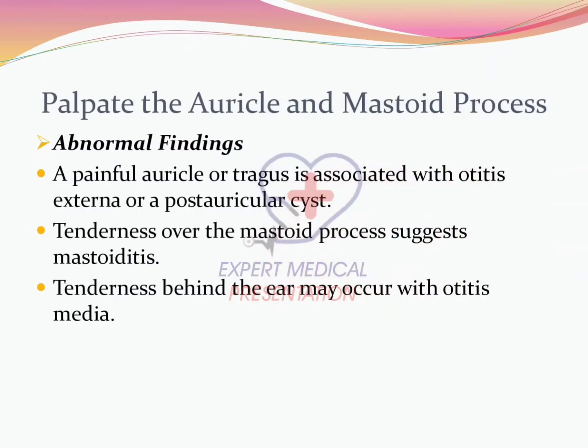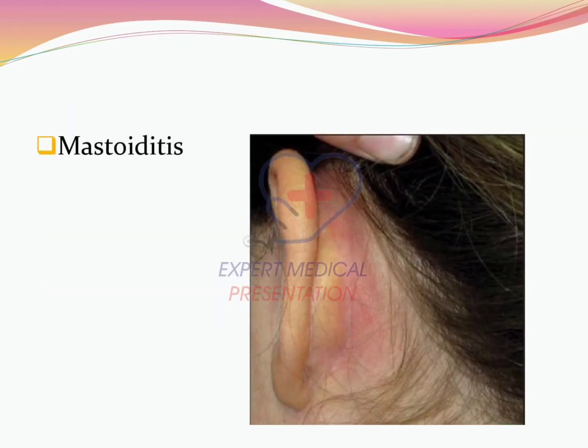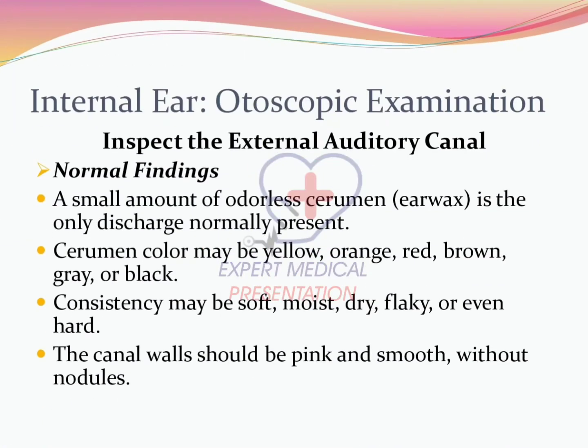Palpate the auricle and mastoid process. Abnormal findings. A painful auricle or tragus is associated with otitis externa or a postauricular cyst. Tenderness over the mastoid process suggests mastoiditis. Tenderness behind the ear may occur with otitis media. Mastoiditis. Internal ear. Otoscopic examination.